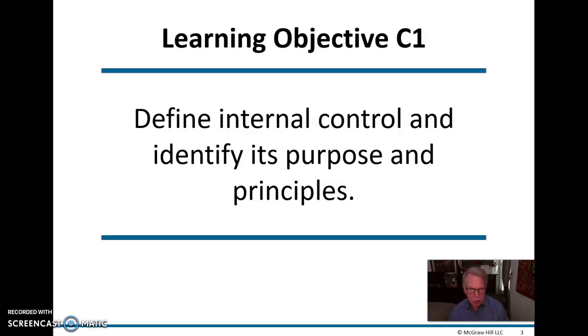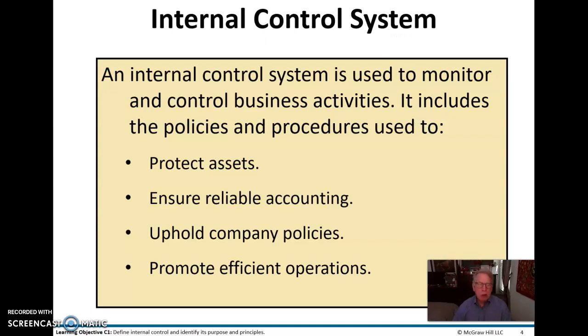What is internal control and why do we do it? Internal control is used to monitor and control business activities. It includes your policies and procedures that protect your assets, ensure that people are doing their jobs in a reliable method, well proceduralized, and that we're basically upholding the company's policies. And if we do that, it should make everything more efficient.